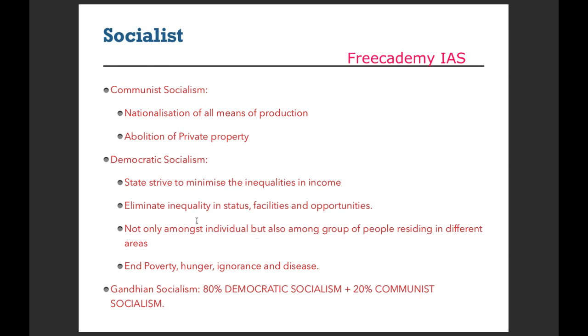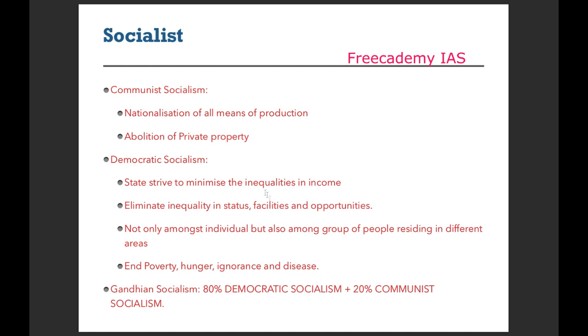The responsibility of the state is to minimize poverty, hunger, ignorance and disease, and also to make policy such that there will be no inequality in status, for example through taxation. If anyone earns more, he will pay taxes to the government, and those taxes will be used for welfare schemes for the betterment of the poor. In this way, the inequalities in income can be minimized.